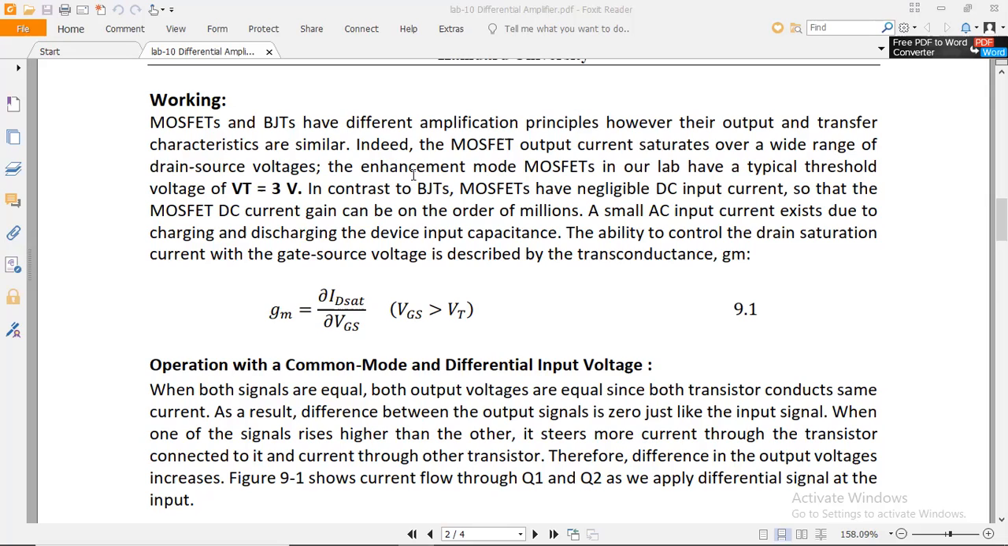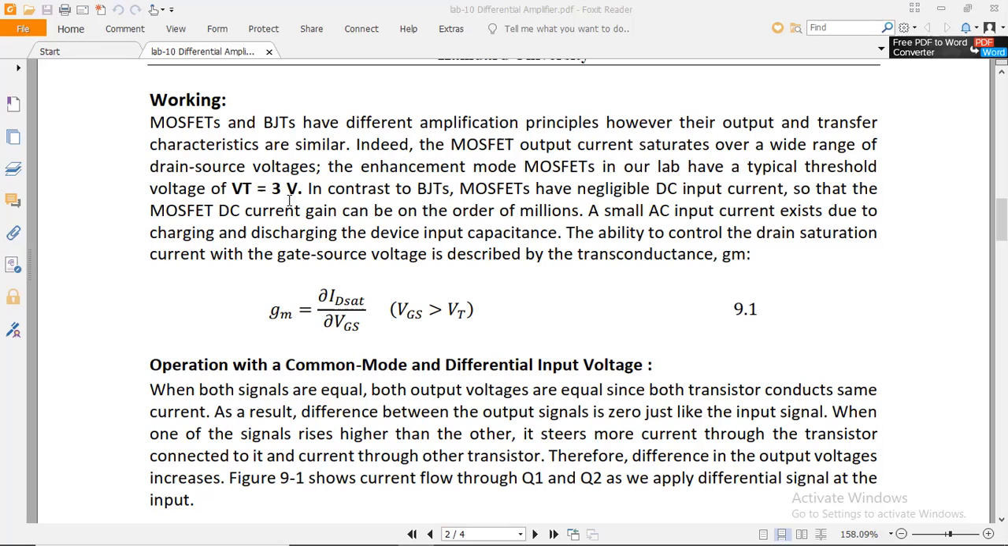We already discussed these things in our theory as well, because these are minor, basic topics that you should all know. There are two modes in which the MOSFET works: enhancement MOSFET and depletion MOSFET. Here we are going to implement enhancement MOSFETs in our lab, which have a typical threshold voltage VT of 3 volts.